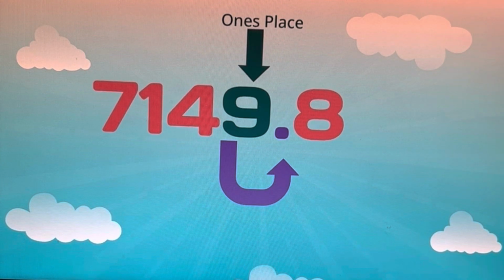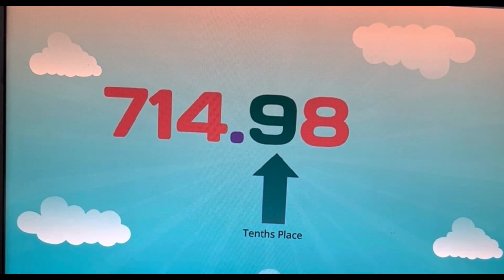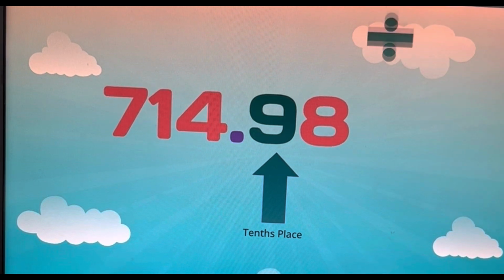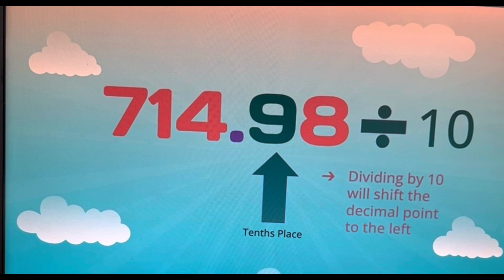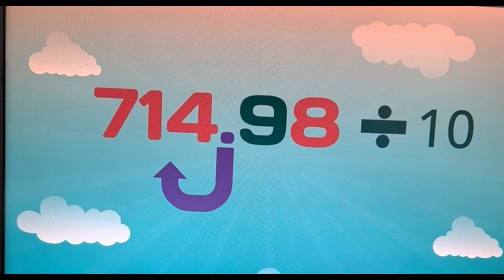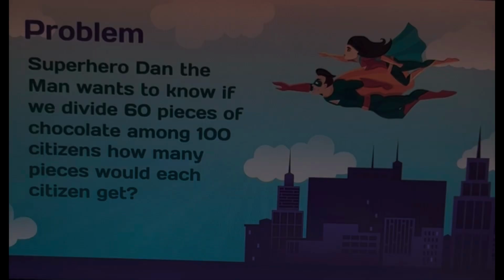And this is our answer. We end up with the 9 in the ones place and the 8 in the tenths place. So we looked at what happens when we multiply, but how about when we divide? Can you guess? It's the same number, 714 and 98 hundredths. And we're still going to look at the 9 in the tenths place. But now we're going to divide by 10. Still, 10 has only one 0, so we're going to move the decimal point one place. But we're going to move that decimal point to the left. And here's our answer. So instead of the tenths place, the 9 ends up in the hundredths place.